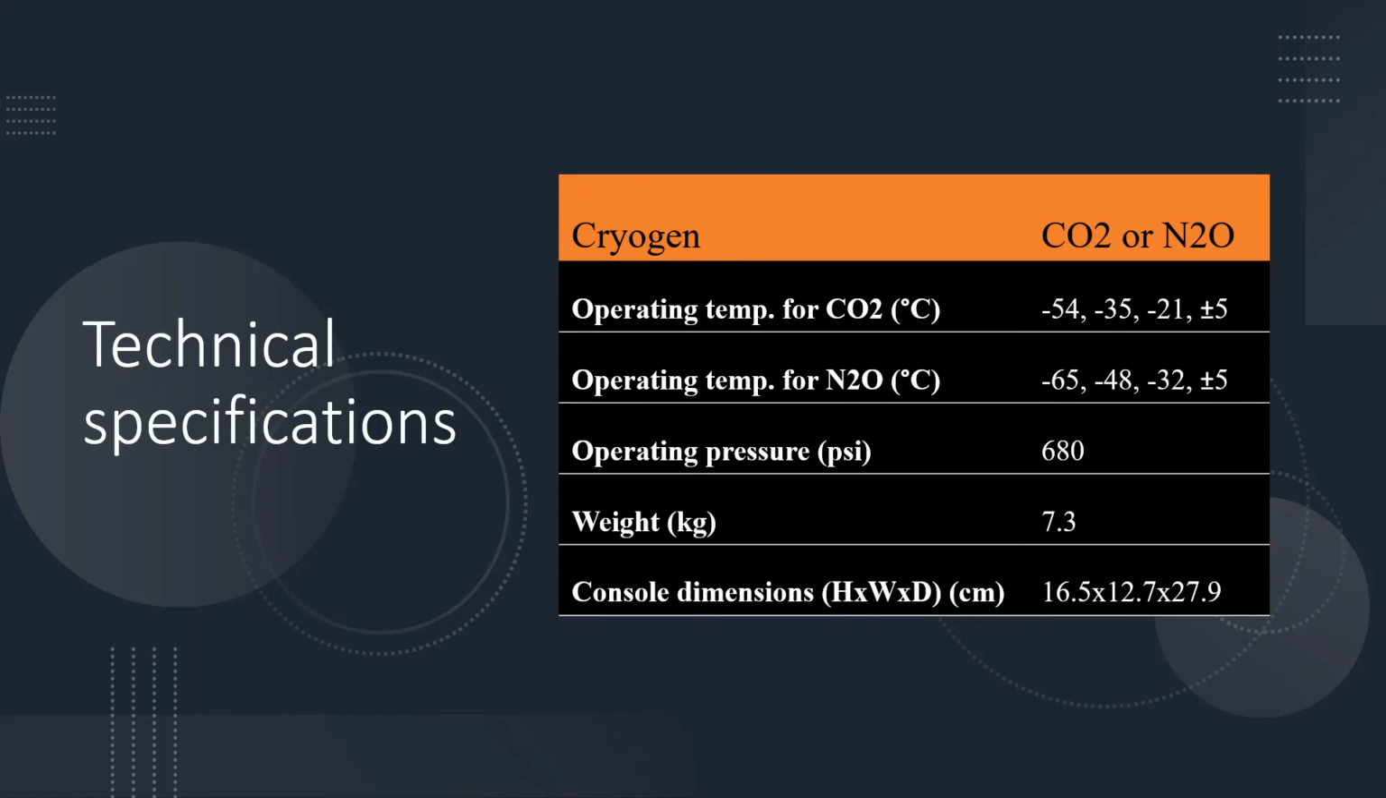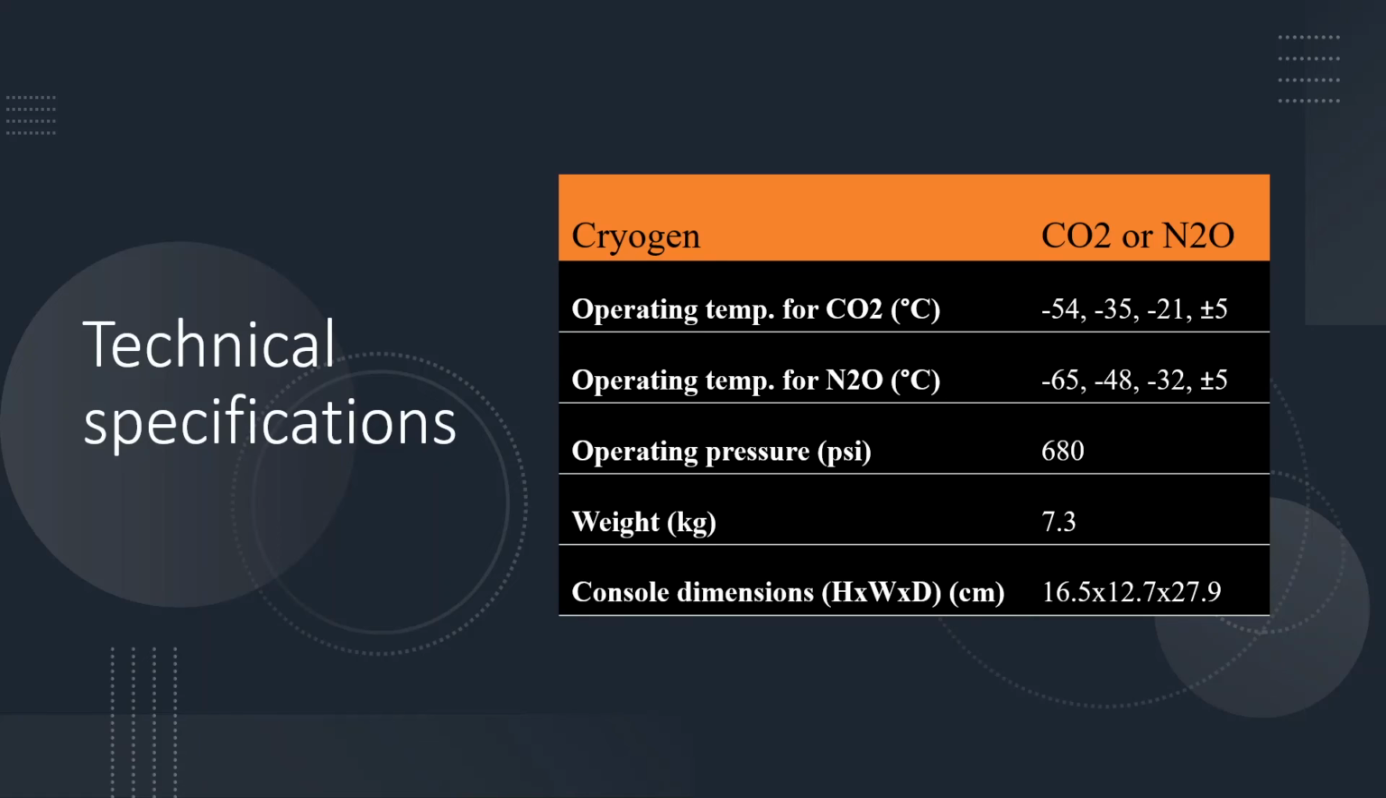Now we move on to the technical specifications. The technical specifications that you see in front of you are for the product CR4000 from the company called Mira. The cryogen that the product uses is compressed gases, so carbon dioxide or nitrous oxide. The operating temperatures for carbon dioxide are -54, -35, -21, and for nitrous oxide they are -65, -48, and -32.